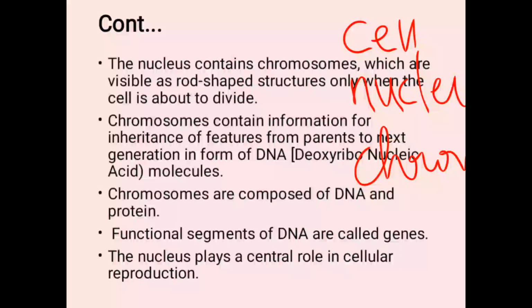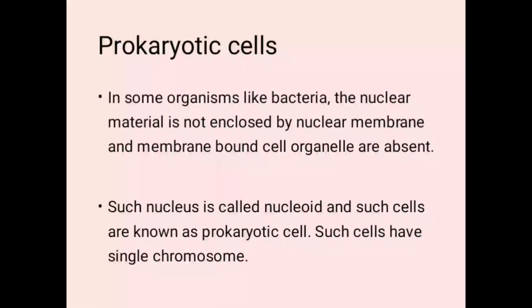Whenever there is a chance for cell division, these chromosomes will be converted into a thread-like structure, that is DNA, deoxyribonucleic acid. Inside the DNA, a simple unit is present, that is called a gene. Because of that reason only, the nucleus is said to be the brain of the cell. With the help of the nucleus only, we get the information about what we have to do and what type of materials should be transferred to the next generation. These are decided by only one part, that is the nucleus.